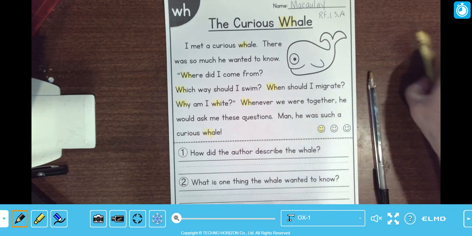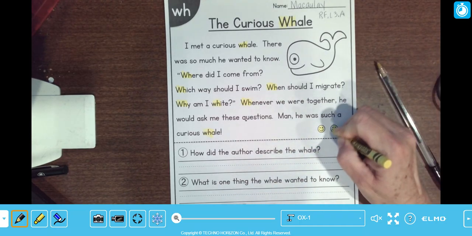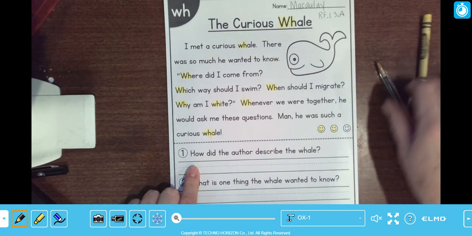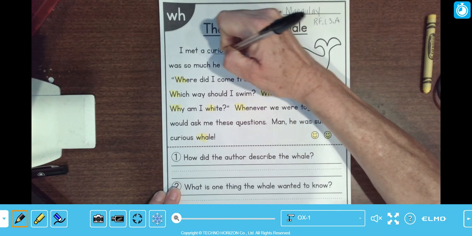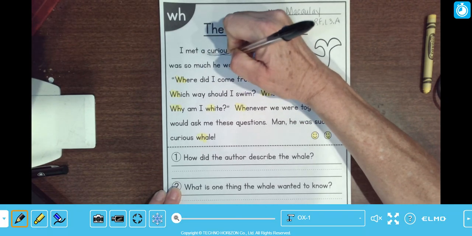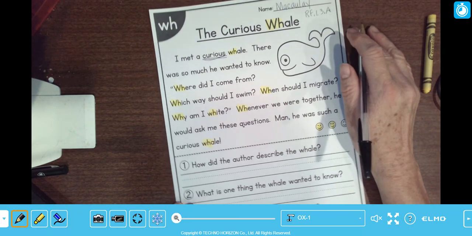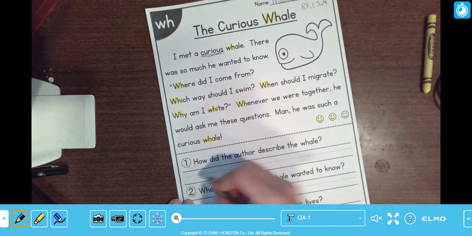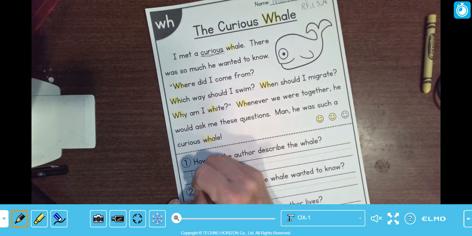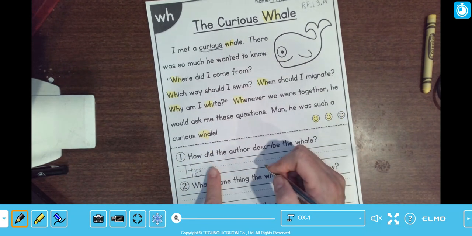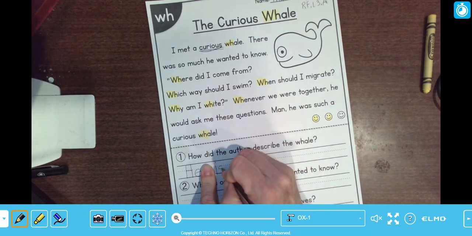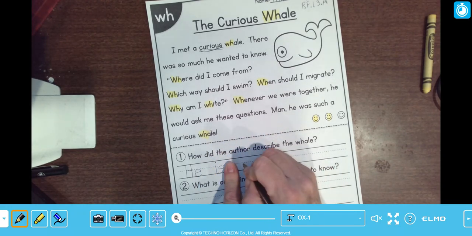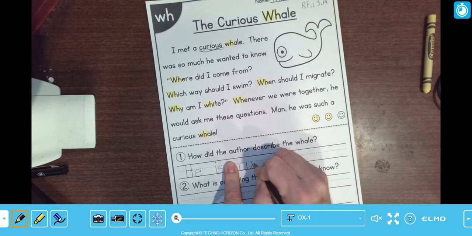Okay, I'm going to color in the second picture because we read it again for the second time. And we're going to think about that question. How did the author describe the whale? Well, he said he was curious. Right there. I'm going to underline the word curious. So I said, how did he describe him? He is curious.